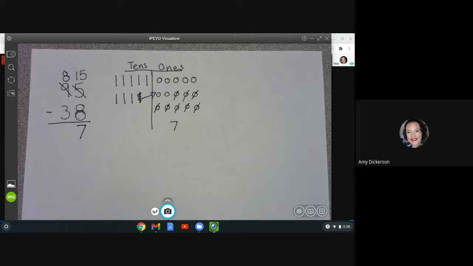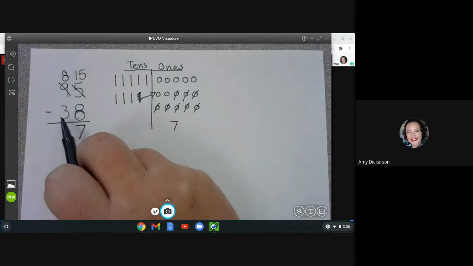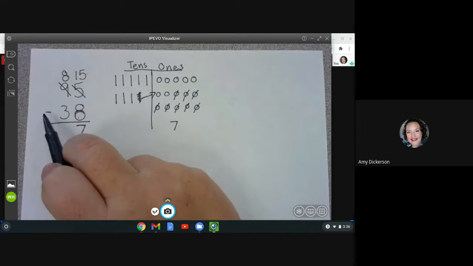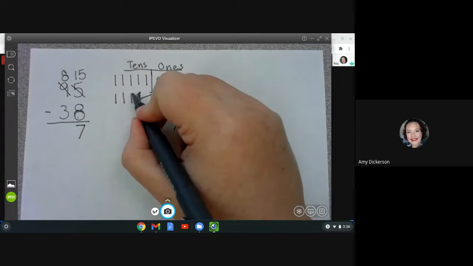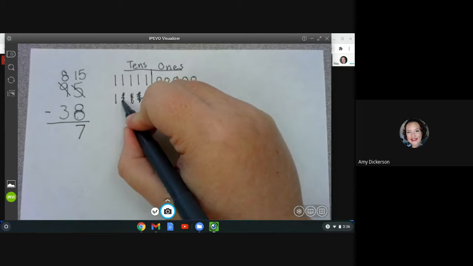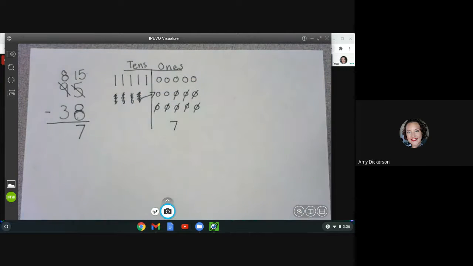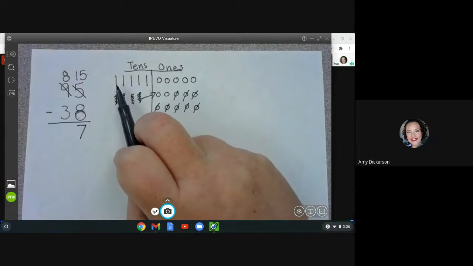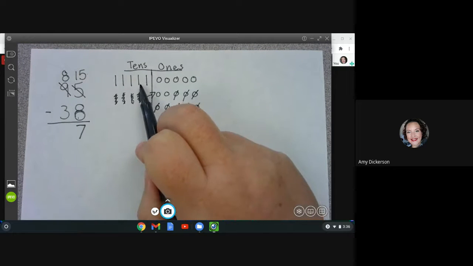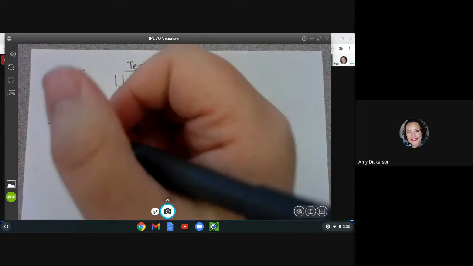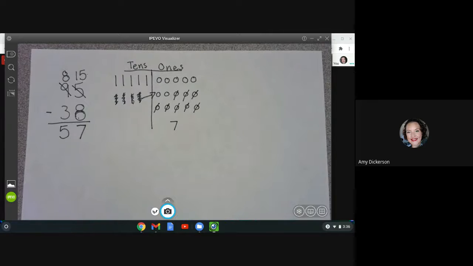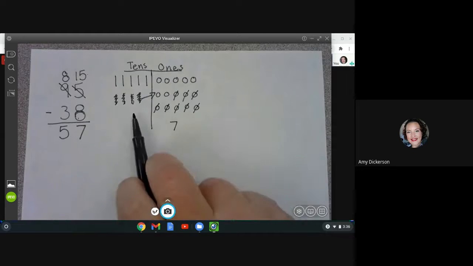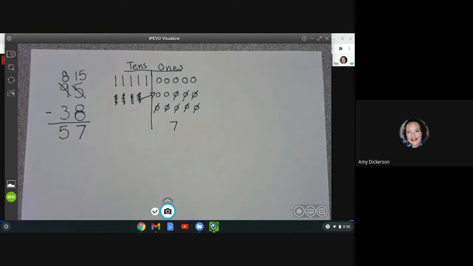I still have to subtract 3 10s because it says 8 minus 3. So I'm going to cross 3 more out. 1, 2, 3. And what do I have left? 1, 2, 3, 4, 5. And I can put that right over there in my 10s place. So there is one example of how to draw out your 10s and 1s to subtract.